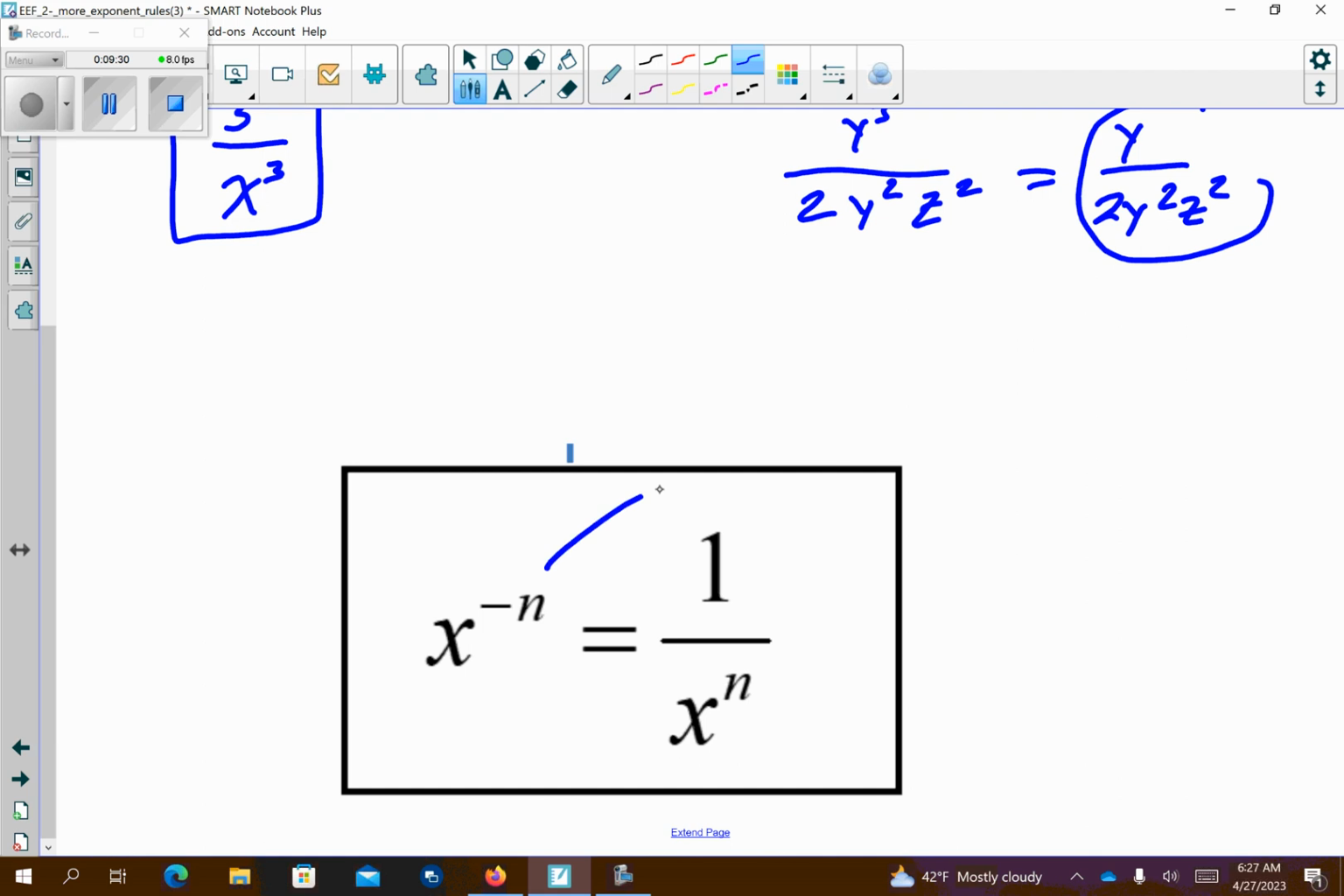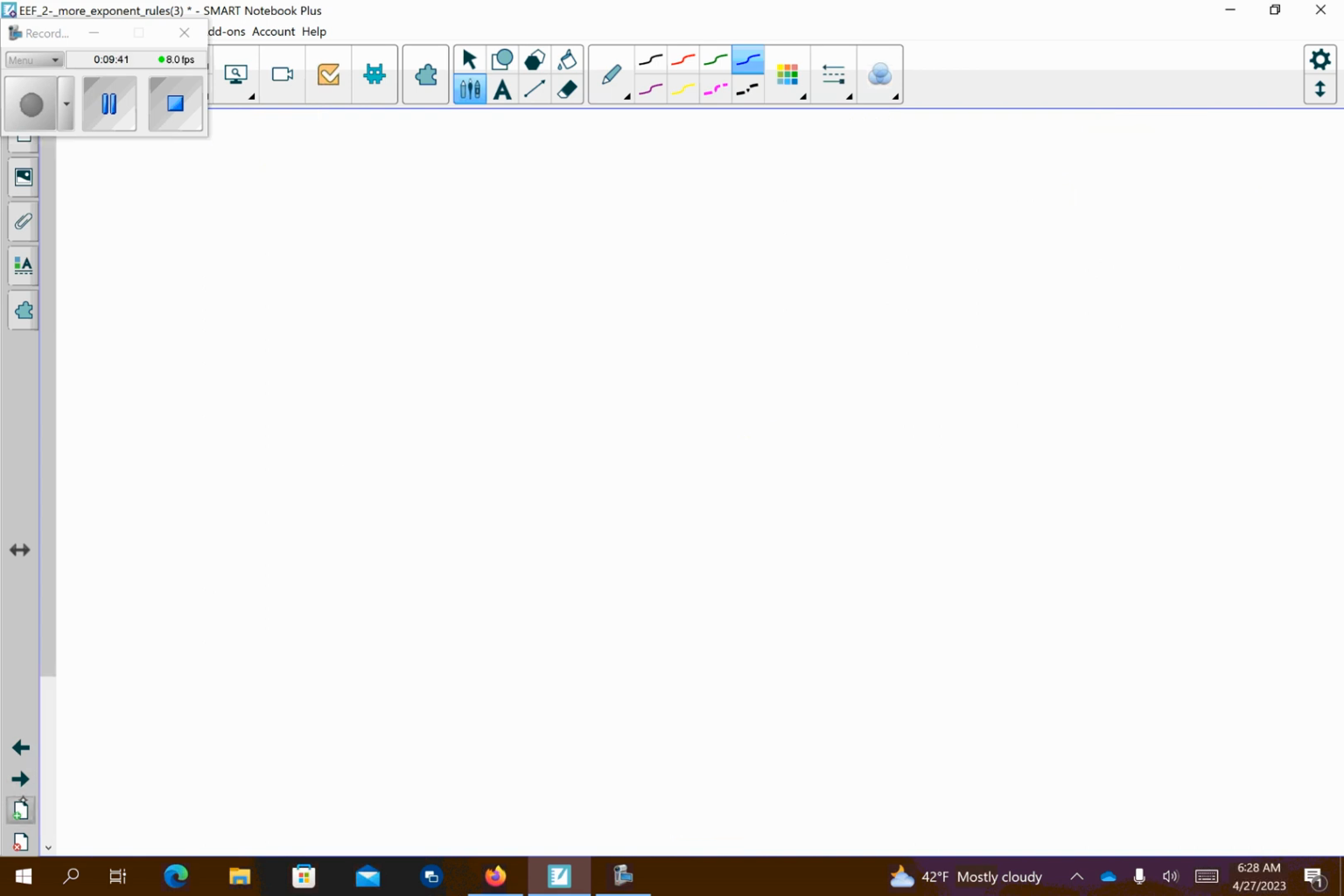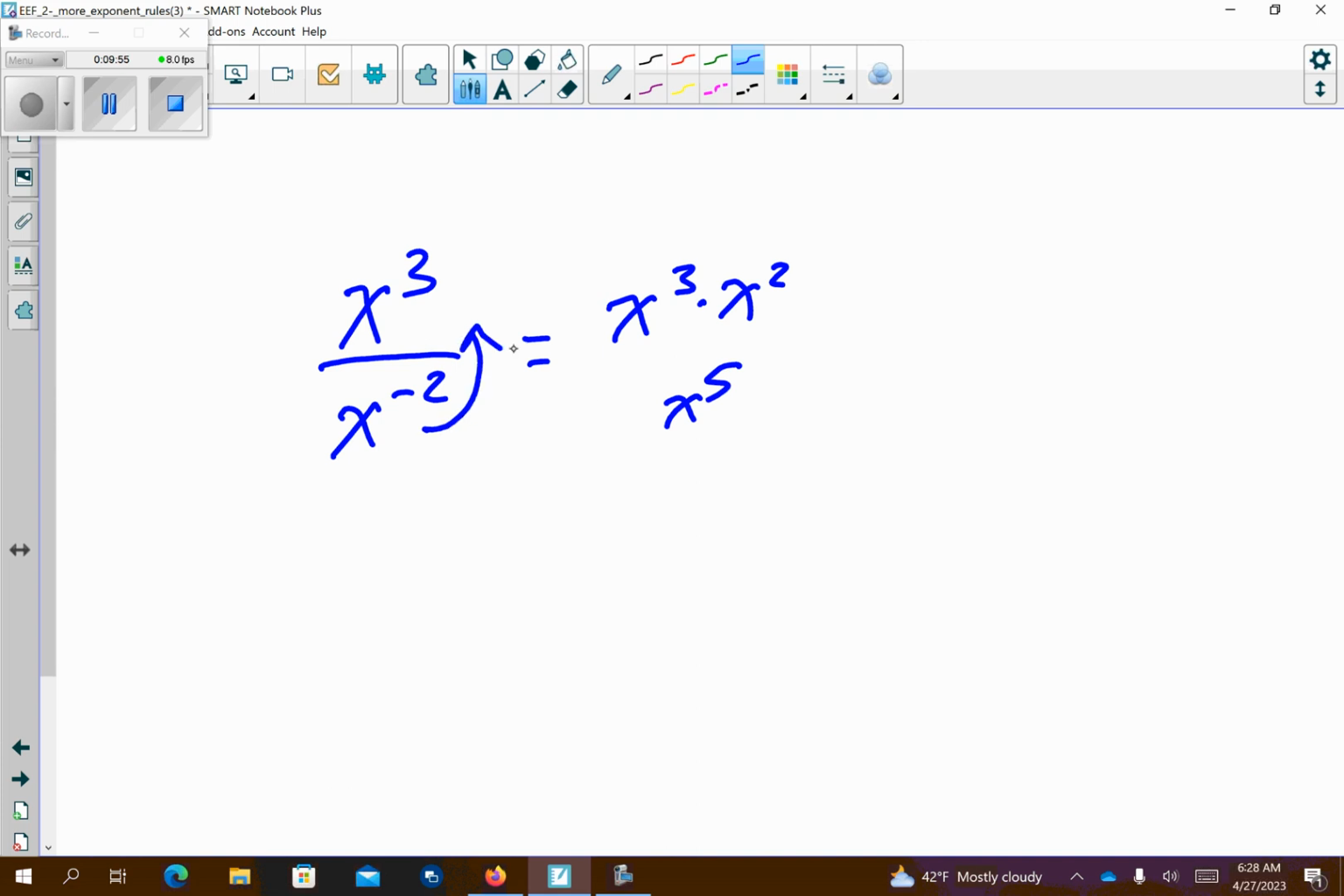So a negative exponent wants to move up or down, depending upon where it's at. Okay, let me add a page. So let's say I had something like this. This is going to become x to the third times x to the second, which is x to the fifth. See how this moved up? It joined it up there. So anytime you have a negative exponent, it'll move up or down.